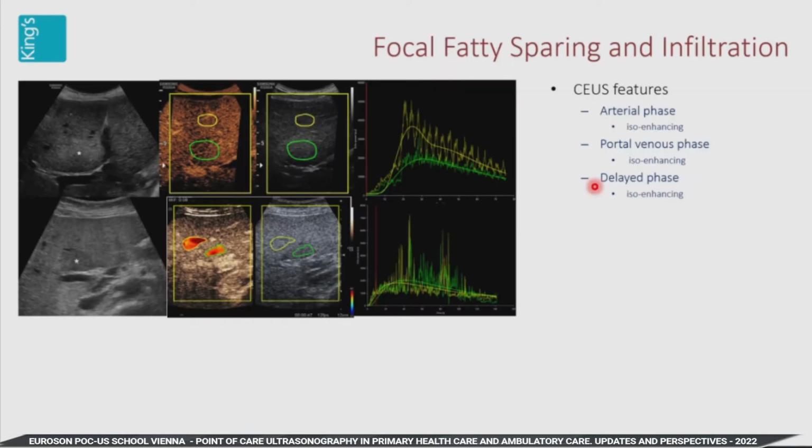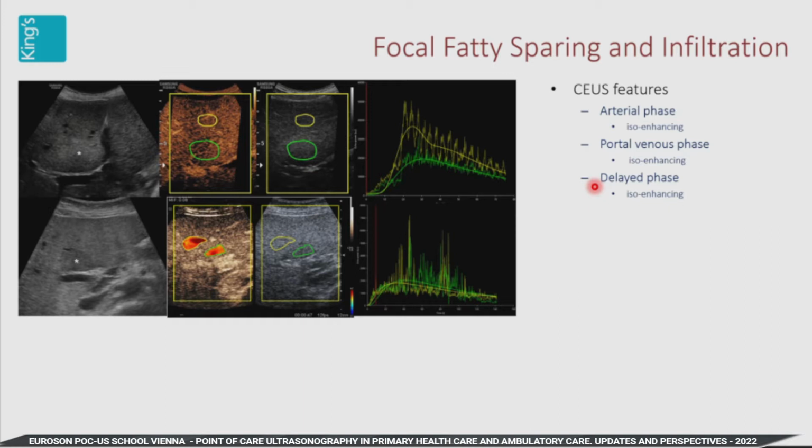We've also used this in focal fatty sparing. You will see more focal fatty sparing in your practice, particularly in point of care if you're looking at livers, because focal fatty infiltration and focal fatty sparing in the presence of a fatty liver is something that's part of the obesity epidemic that's occurring at the moment. And we see this in children. We have a very big hepatic patient population, including children.